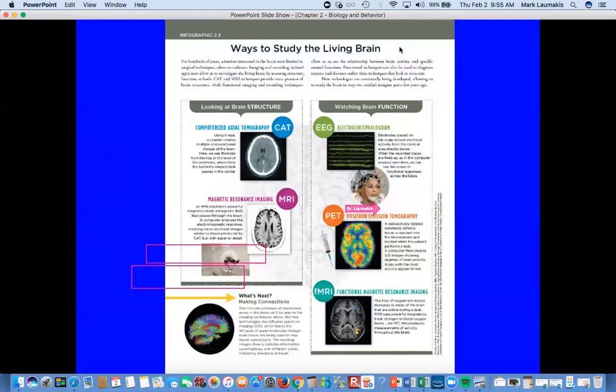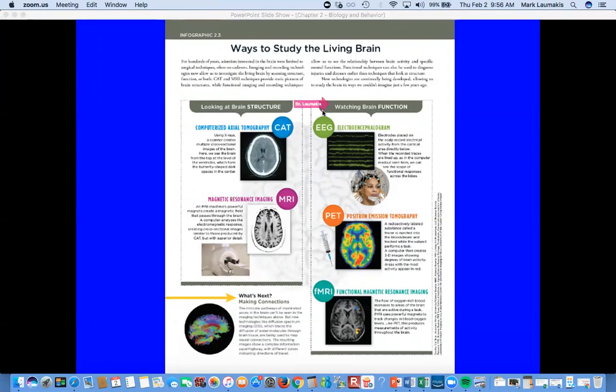I want to show you guys this nice summary from your textbook, Infographic 2.3. On the left side over here, what we get is a nice look at tools that will let you look at brain structure. So I didn't talk about CAT scans, but you can read about them. I've mentioned already earlier in the course where I may not cover everything, and your job is to sort of pick up the ball and run with it to read about CAT scans in this case.